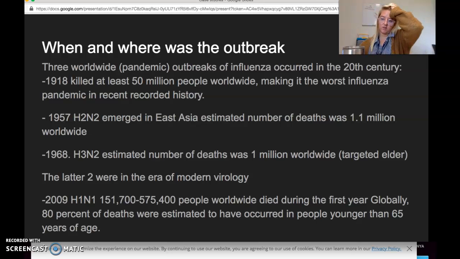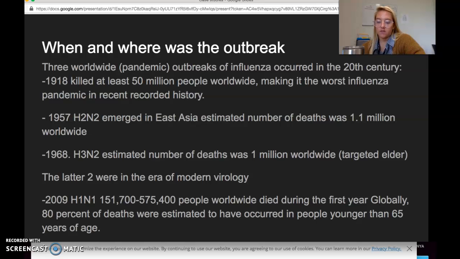The latter two, so the last two. If you remember, you would have been pretty young in 2009, but there was a strain of the flu called H1N1, and this was a big deal. About 150,000 to almost 600,000 people worldwide died during the first year.